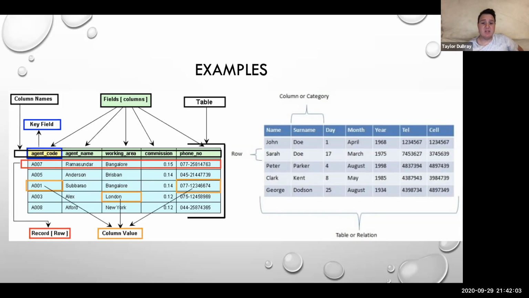But again, this is just an overview of what a row, which goes from left to right, will consist of in each field or each column of that row. So example B would be Sarah Doe, 17 March 1975, and then her cell phone and telephone number listed here. That is a full row from left to right. The column goes from top to bottom: name, surname, day, month, year, telephone, cell phone, and so on.